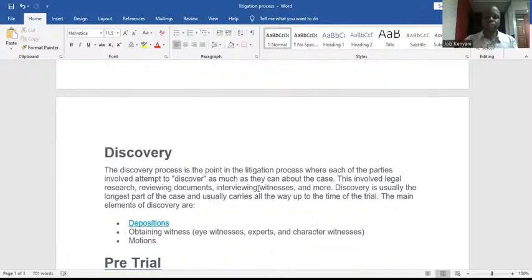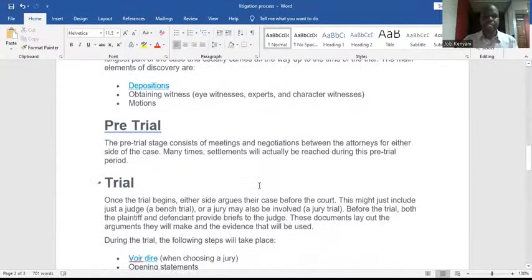Then we have pretrial. What happens at the pretrial stage? The pretrial stage consists of meetings and negotiations between the attorneys for either side of the case. Many times, settlements will actually be reached during this pretrial period.